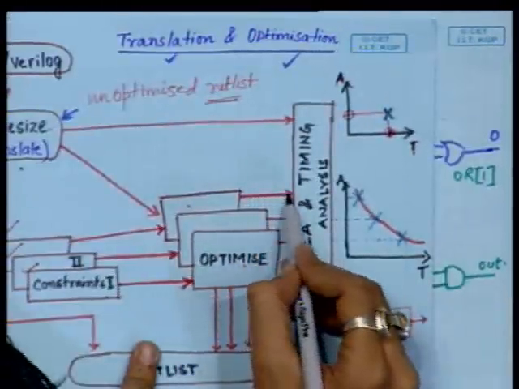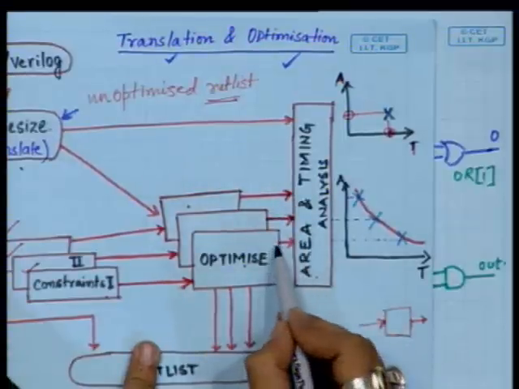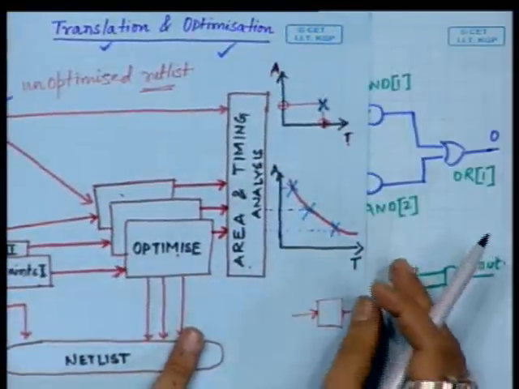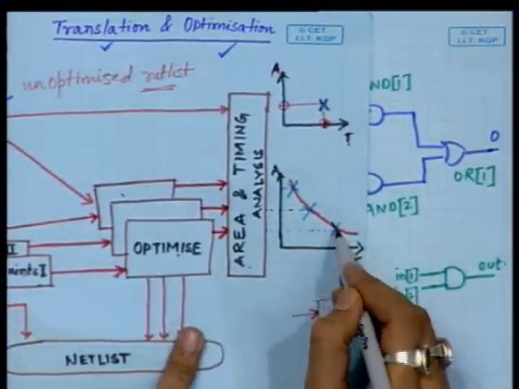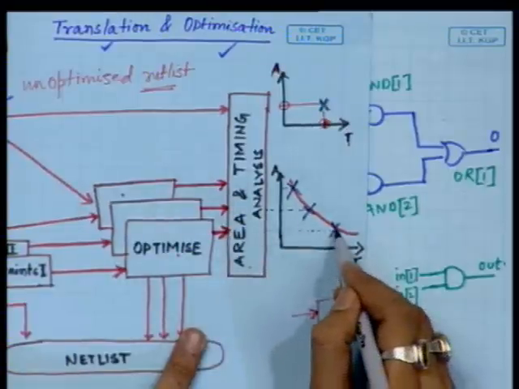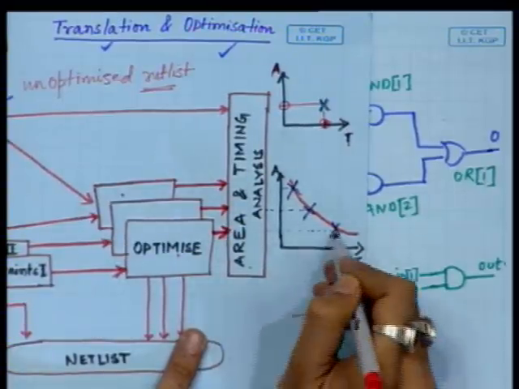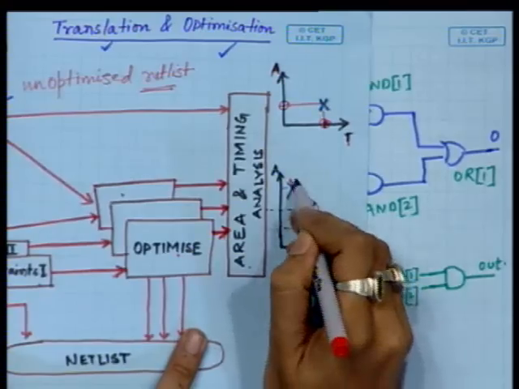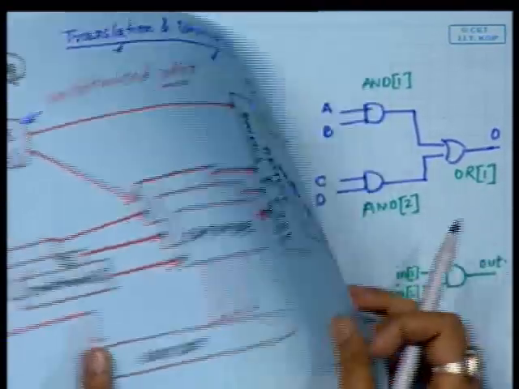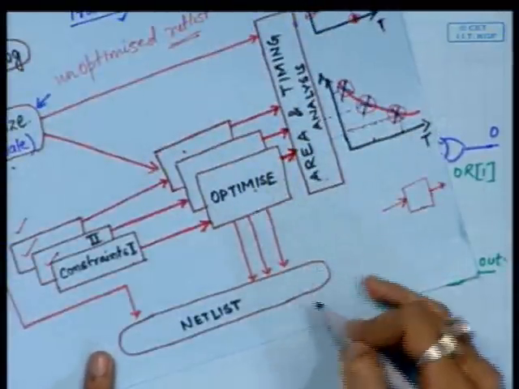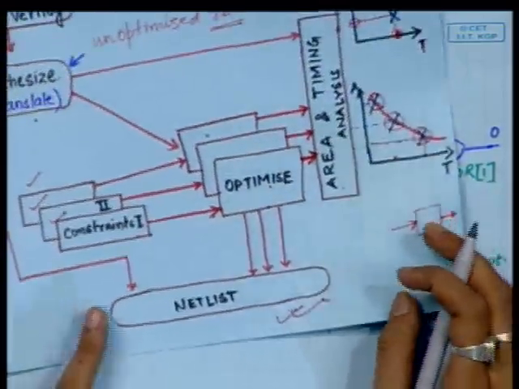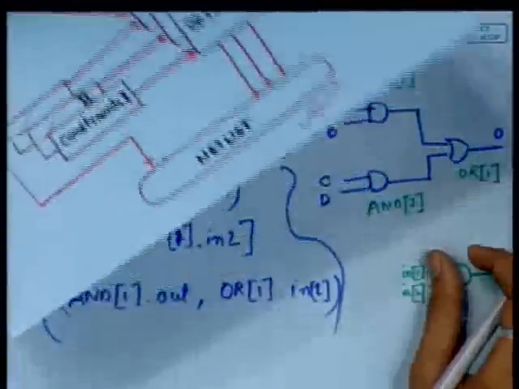Again, for the three optimized netlists, we perform the area and timing analysis. What do we get? We get three points. For each, the time taken is this and the area is this. Now, this is our output, and after optimization we get the netlist, that is the optimized netlist, which is the requirement of the logic synthesizer.